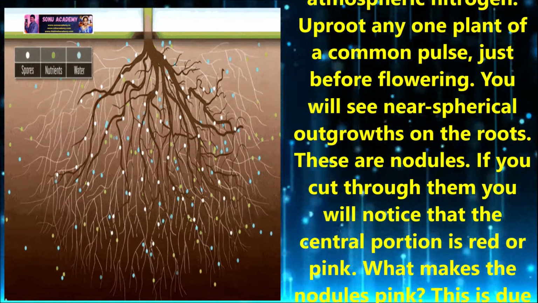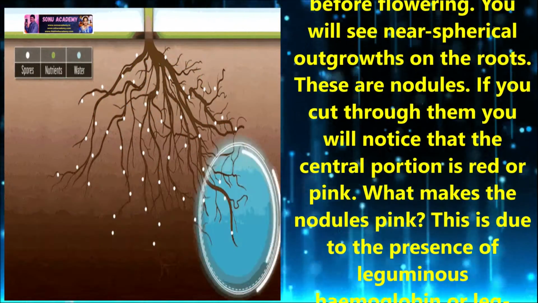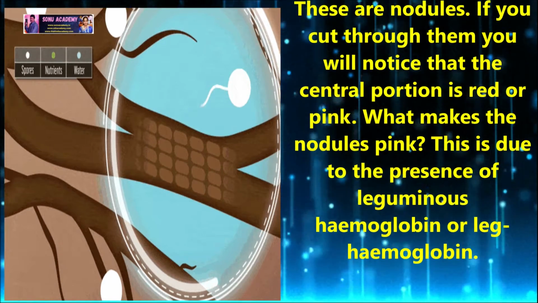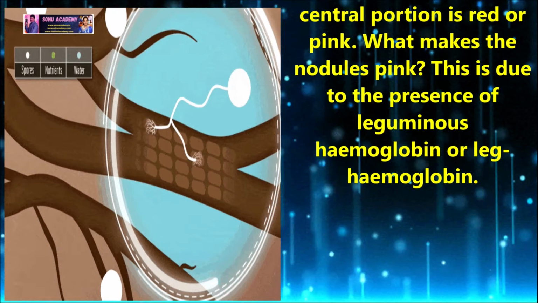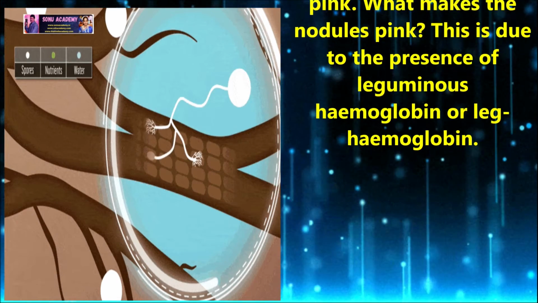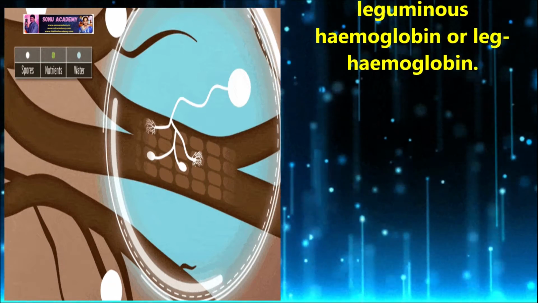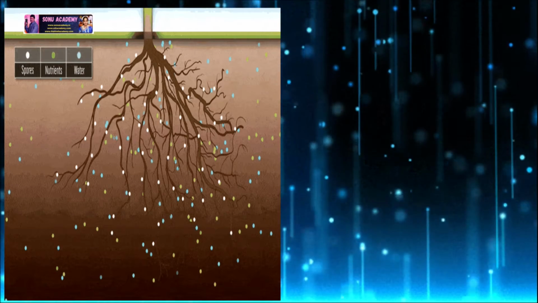Uproot any one plant of a common pulse just before flowering. You will see nearly spherical outgrowths on the roots. These are nodules. If you cut through them, you will notice that the central portion is red or pink. This is due to the presence of leguminous hemoglobin, or leghemoglobin.